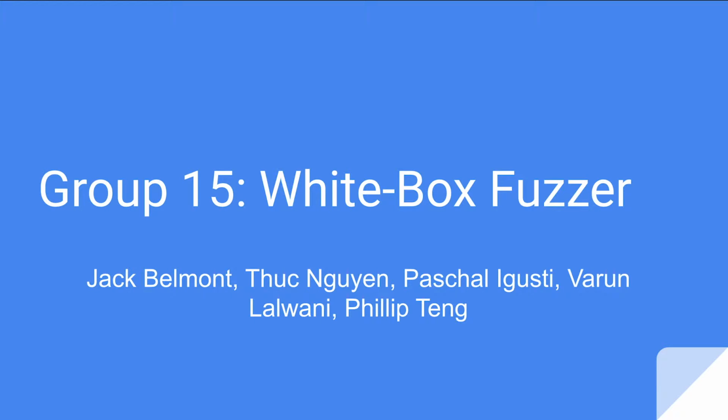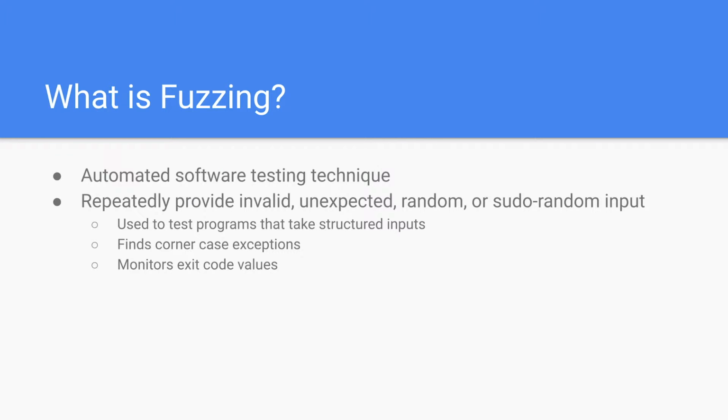All right, we are group 15 and our project was the white box fuzzer. So first of all, what is fuzzing? Fuzzing is a software testing technique used to debug code. This basically consists of repeatedly feeding input to our source program in order to find inputs that will crash that program. This is particularly useful for testing programs that take in a structured input.